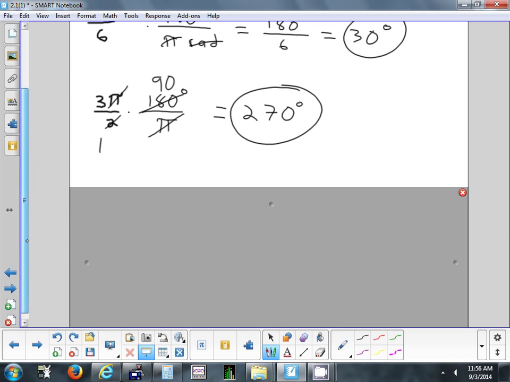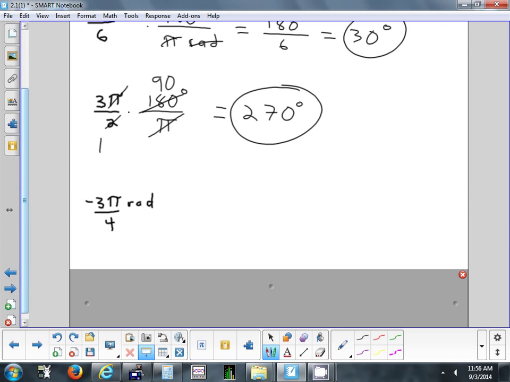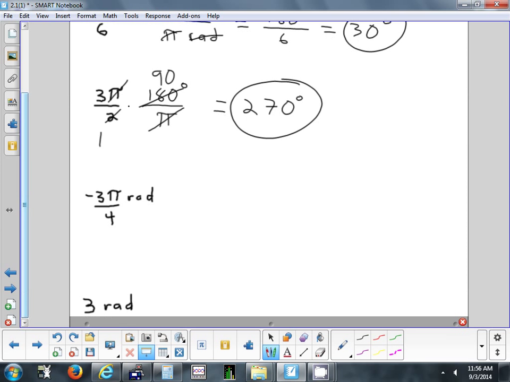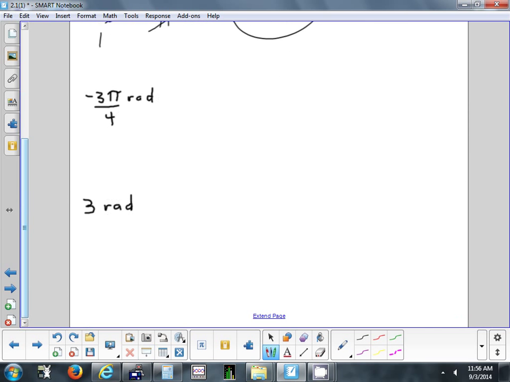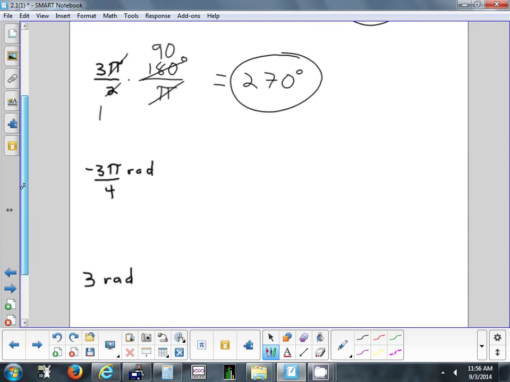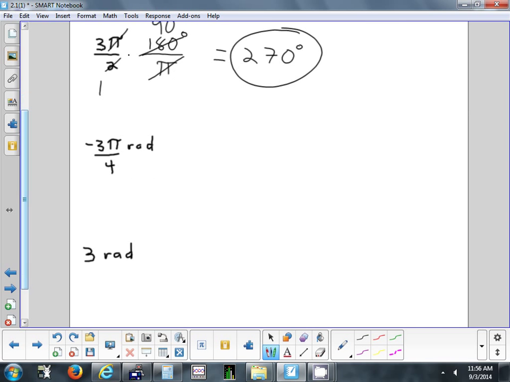Okay, and we're going to finish up with one where we have to round. Three radians. Same steps. Multiply by 180. Divide by pi. Again, how do I know pi goes in the bottom? Because I want to cancel out radians. What's in the bottom cancels out what's in the top.